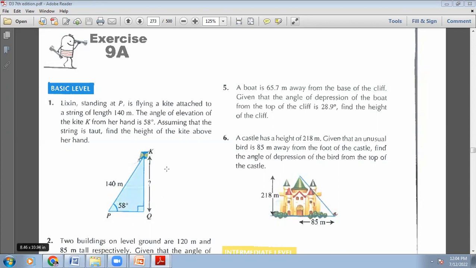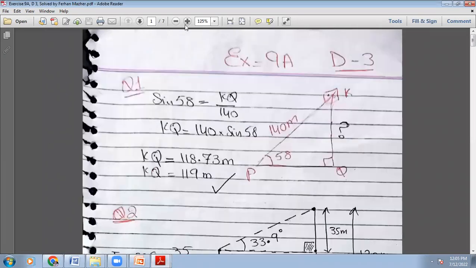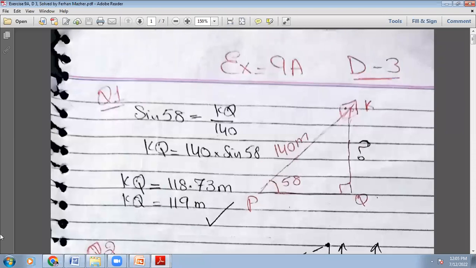So, it's a right angle triangle. I know this angle, and this is my perpendicular. Some people call it the opposite side. And this is the hypotenuse. The ratio between the perpendicular and the hypotenuse is sine theta. Sine 58 will be equal to perpendicular divided by the hypotenuse. Let me show you. So this is the question number 1 showing up on your screen.